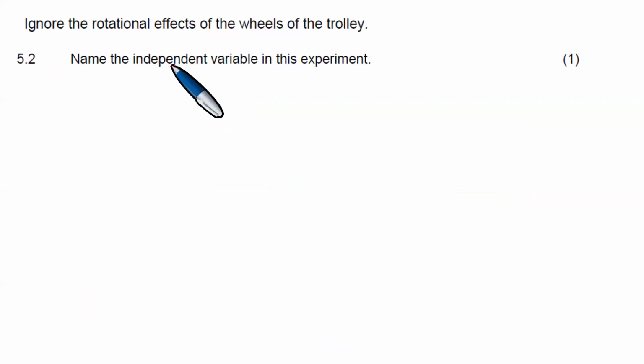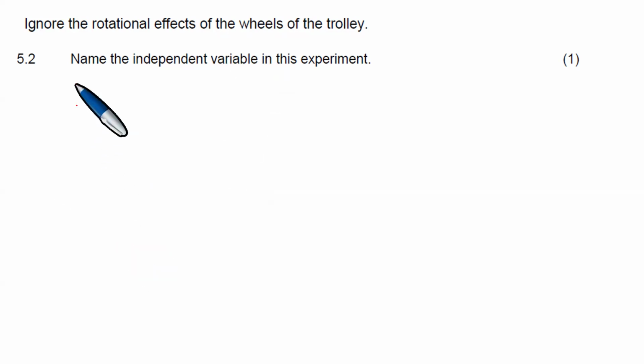Ignore the rotational effects of the wheels of the trolley. The examiner is saying we know that the wheels of the trolley are rotating, but ignore all that. Name the independent variable in this experiment. You must be able to identify your dependent variable and the independent variable. The independent variable is what these guys are changing. What were they changing here? Anyone? If you're listening, what were they changing here?